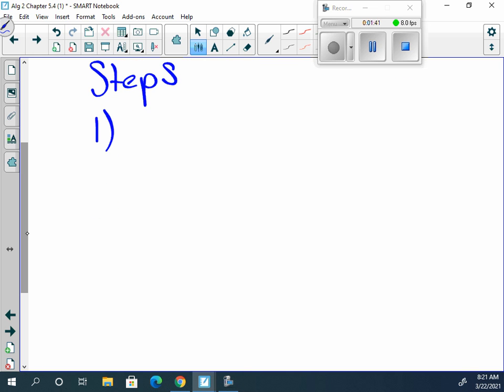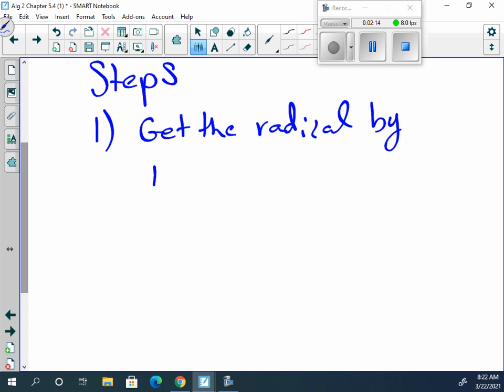So let's start off with steps, how we're going to solve these. All the steps we're going to write down are really dealing with equations that have a radical in them of some kind. Now, if we have more than one radical, if we have 2, we're going to want to try to get them on both sides and then follow these same steps. The first main step, if we have one radical, is to get the radical by itself.